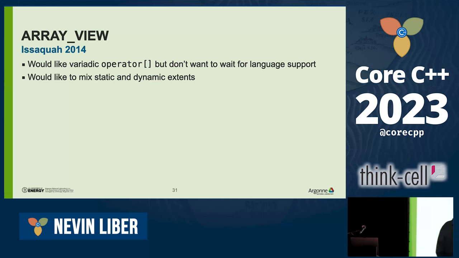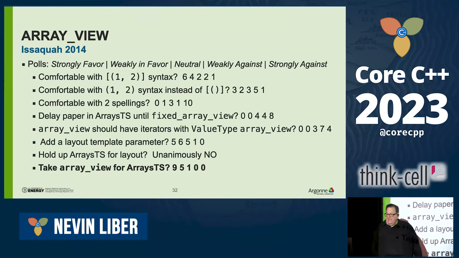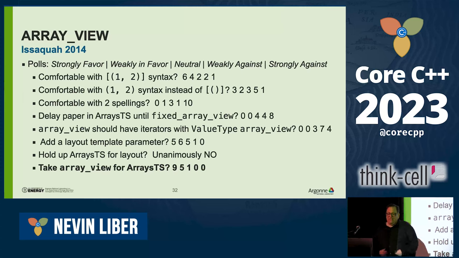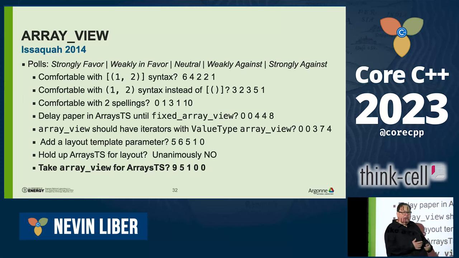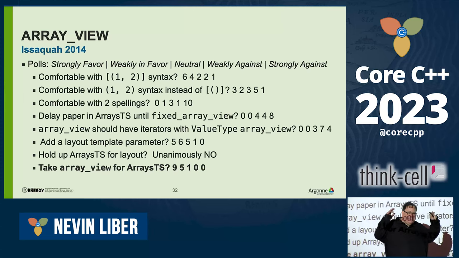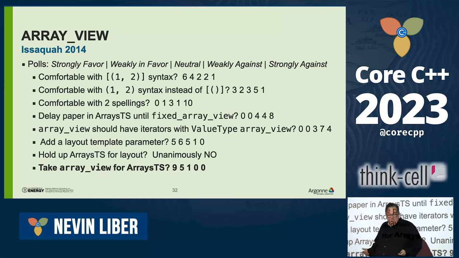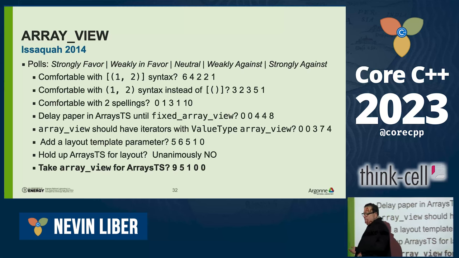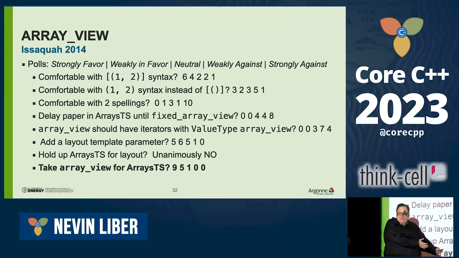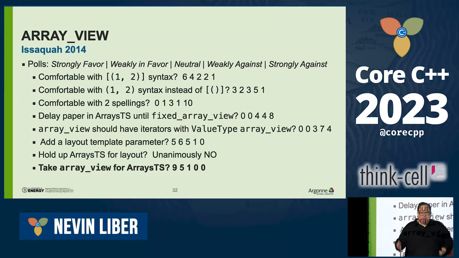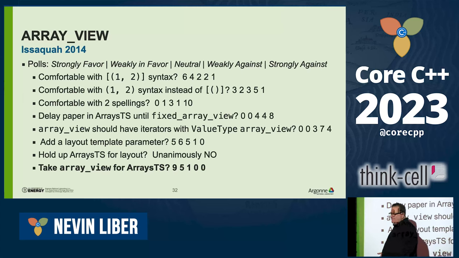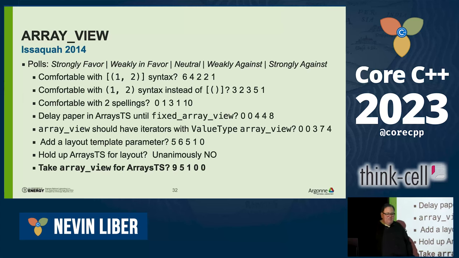So we had a vote in Issaquah. And the way votes work on the committee is that they're called straw polls. They're technically unofficial except for plenary votes. And they go five ways. The first is strongly in favor, then weakly in favor, then neutral, weakly against, strongly against. So if you see five sets of numbers, that's what we have.